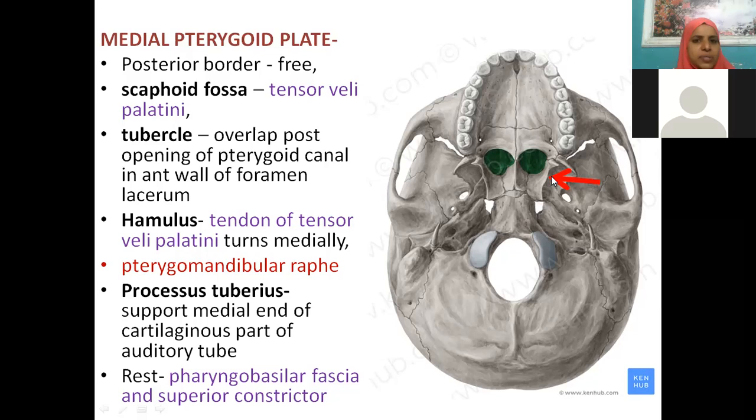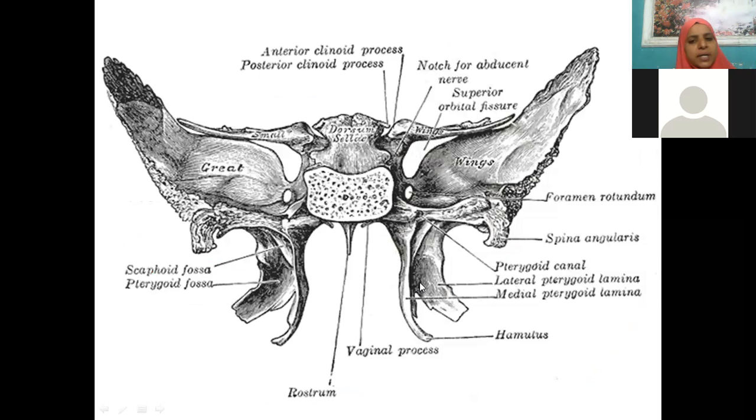Here you have a fossa. In between the medial and lateral pterygoid plates, you have the scaphoid fossa. We are talking about the pterygoid plates. The medial pterygoid plate's posterior border is free. You are finding one projection on the medial pterygoid plate, which is called the pterygoid hamulus. It gives attachment to tensor veli palatini. That much you remember. The processes and all are not required. Don't trouble yourself with unnecessary details.